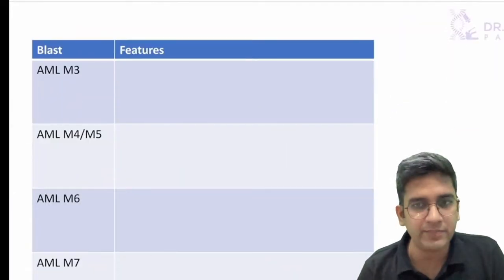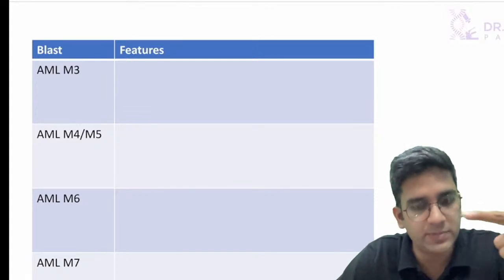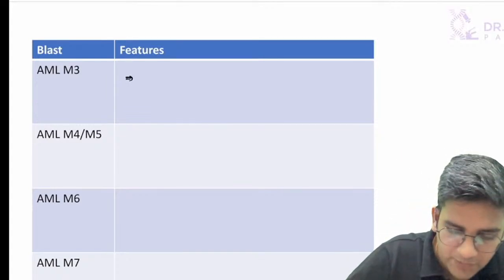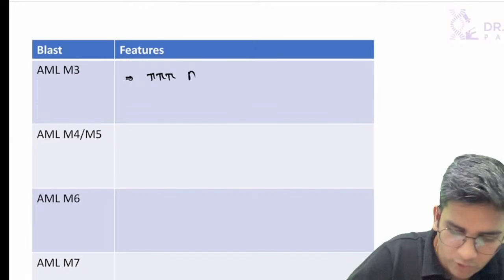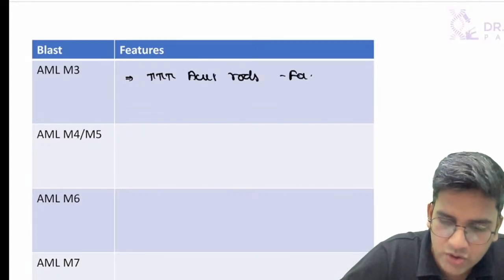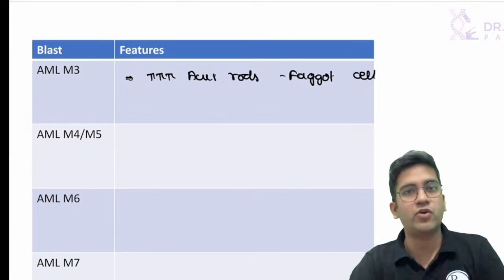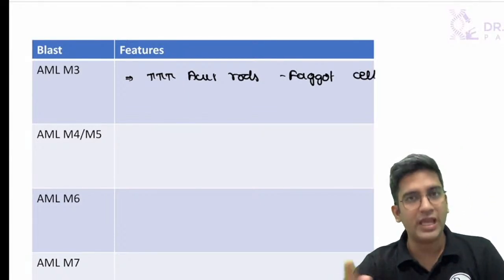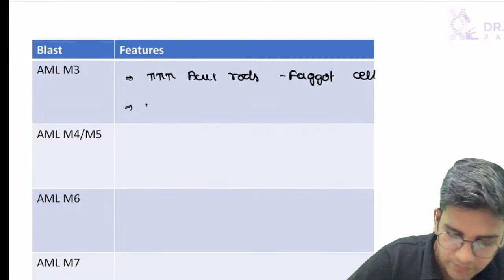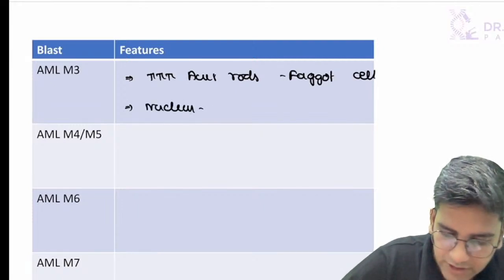When you come to AML-M3, same thing. High N:C ratio, increase in size will always be there, right? Two classical findings. There'll be an excess amount of Auer rods. Because it looks like a bundle, we call it a faggot cell, right? Bundles of Auer rods is classical for AML M3 or APML, and then the nucleus will have a very deep cleave or an indentation.